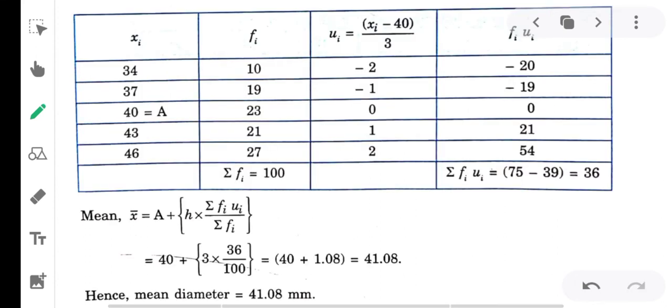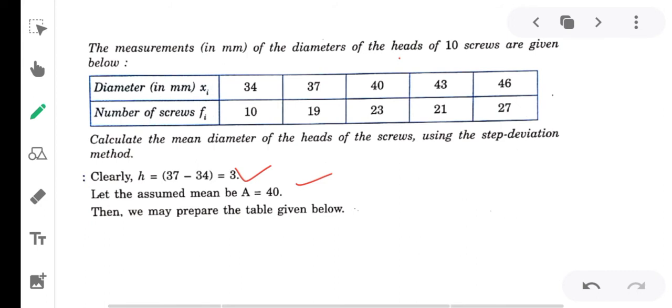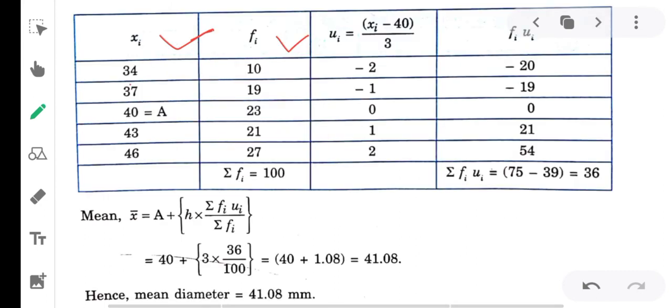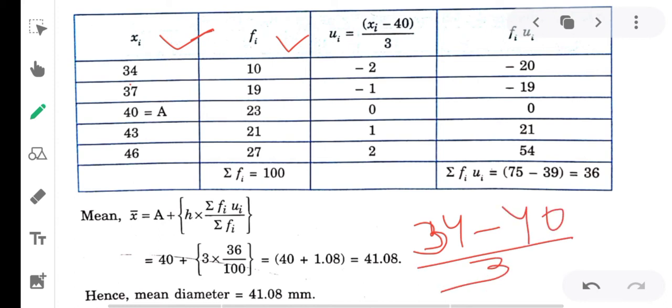Now make the table. In the first column write down the observation. In the second column write down the frequency. Then ui, the formula is xi minus a by h. The value of h is 3 and a is 40. For the first observation, xi is x1, that is 34. So 34 minus 40 by 3, that is minus 6 by 3, equal to minus 2. Then for the second observation, 37 minus 40 by 3 equal to minus 3 by 3, that is minus 1.